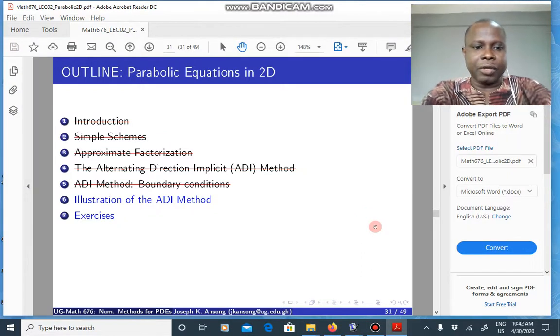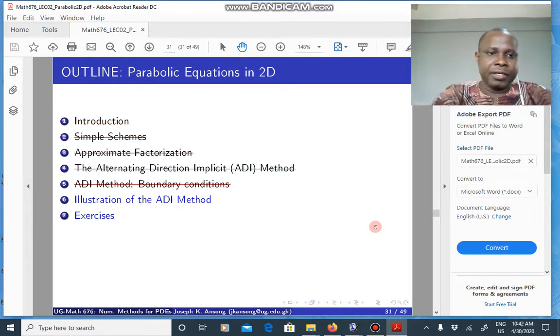Hello, you are welcome to another lecture on the parabolic equations in 2D. Here, I want to give a simple illustration of the ADI method using a simple stencil.